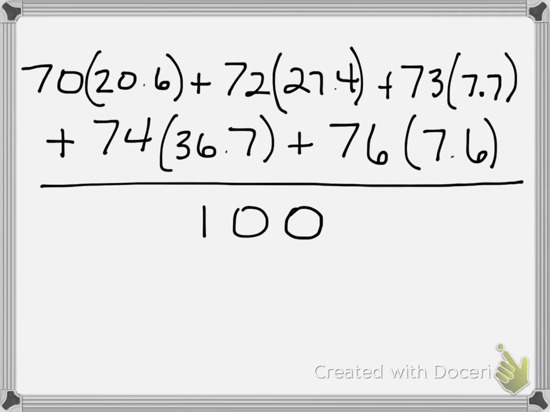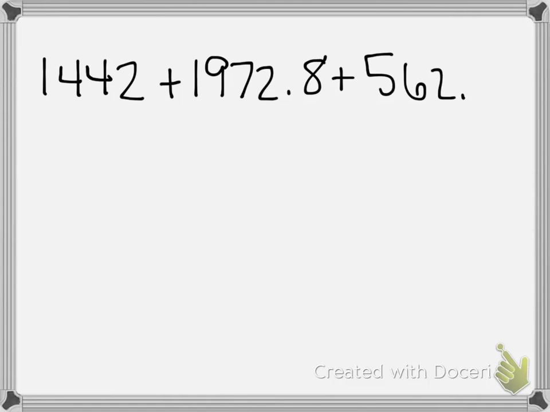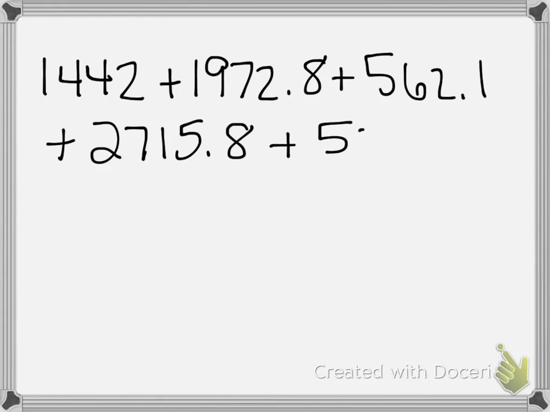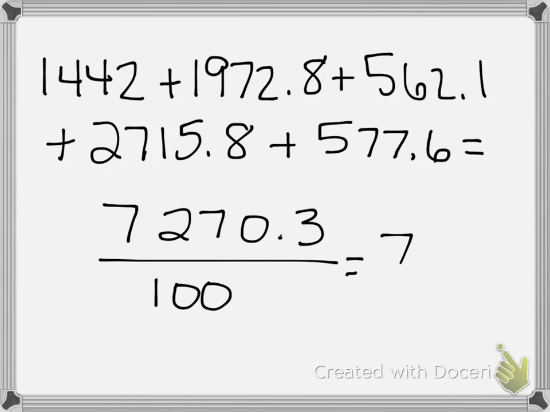Okay, now I'm going to go to the next slide here. When I multiply all of my values up here, I get 1442 plus 1972.8 plus 562.1 plus 2715.8 plus 577.6. When added together, these all give me a grand total of 7,270.3. I need to divide that number by 100. So therefore, my relative isotopic mass would be 72.7. Okay, I've told you guys to round to 2 decimal places, so it'd be 72.70. All right? Are there any questions on that?